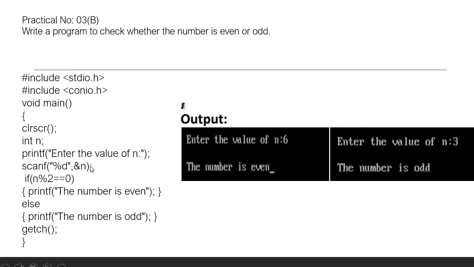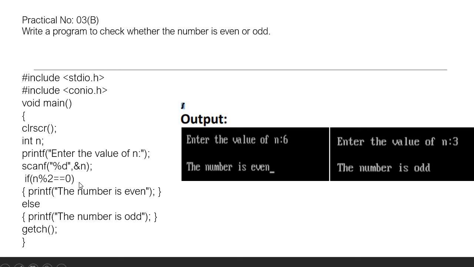Through scanf, we allow the user to enter the value for the n variable. Now we are using an if statement: whichever number the user is entering, mod 2, means if we are dividing that number by 2 and it equals 0, means the remainder is 0, so that number is fully divided by 2. So this statement gets printed, that is, the number is even, and if I get any remainder, the else statement gets printed, that is, the number is odd. So this is the if else statement which we have used within this program.